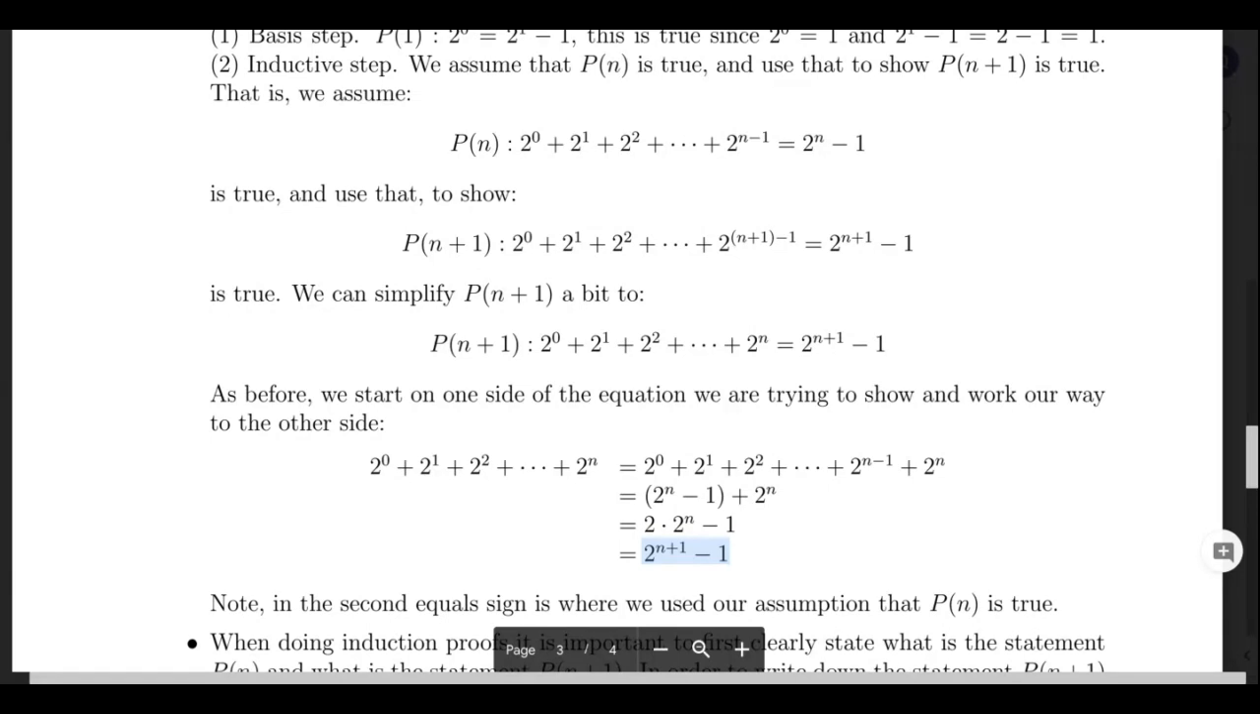Okay, we proved the base case, n equals 1. Then we assume it's true for the n case. Then we prove it's also true for the n plus 1 case. Anybody has any question?